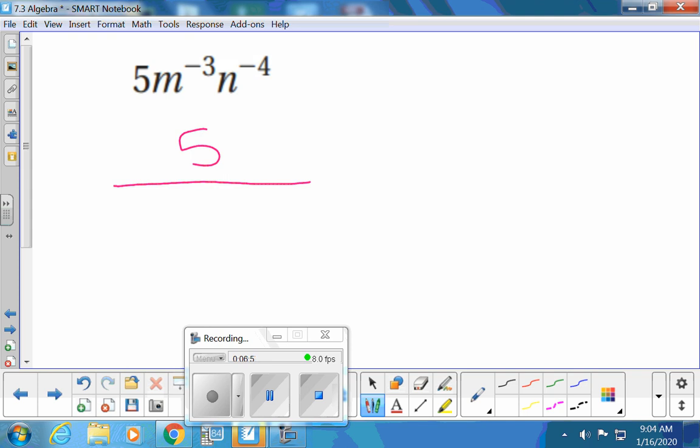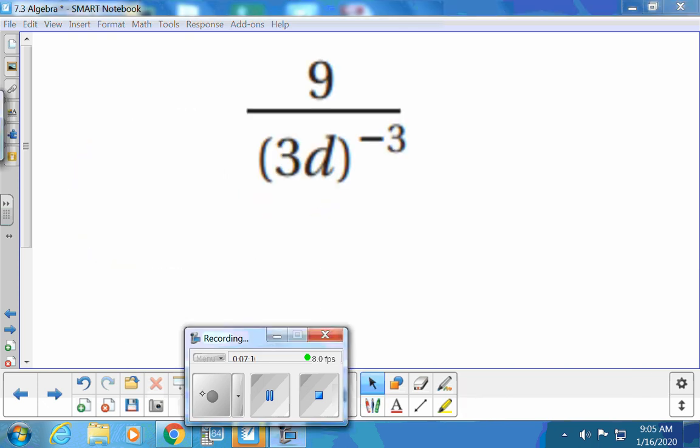Okay, what's going to happen with the m? It has a negative exponent. Flip. Flip and make it positive. What's going to happen with the n? Same thing. Flip and make it positive. There's our answer. We'll just keep chugging away because all these look a little different. They all give you different strategies.